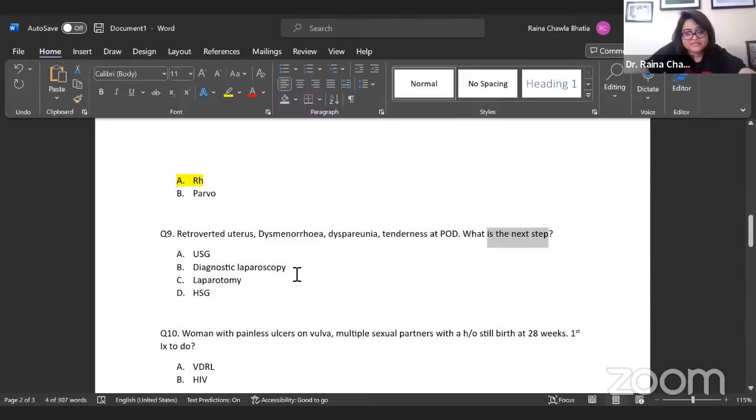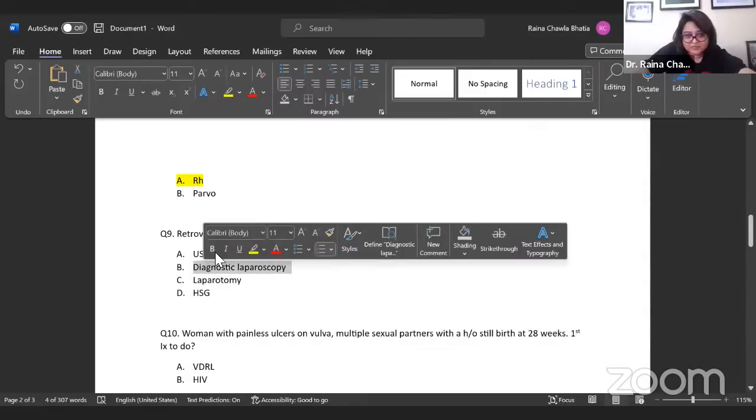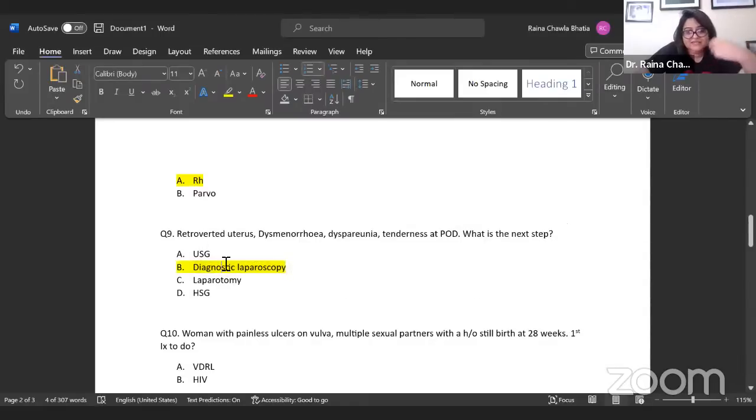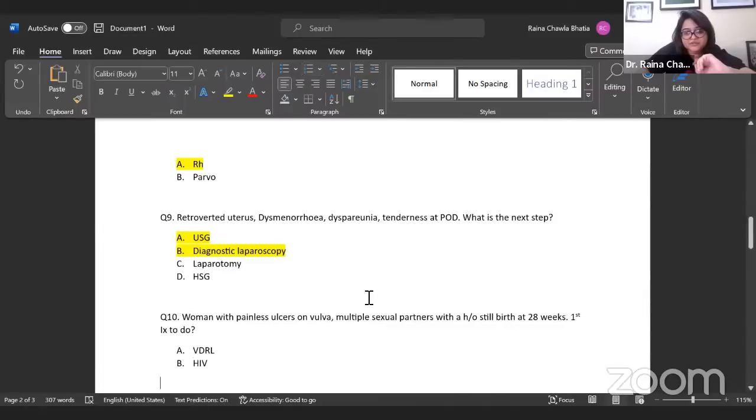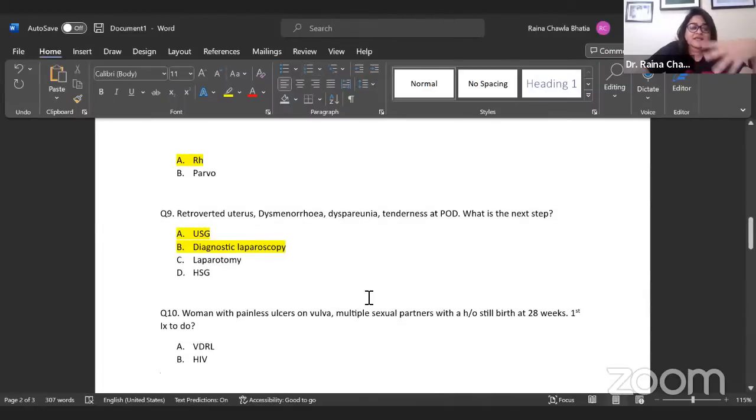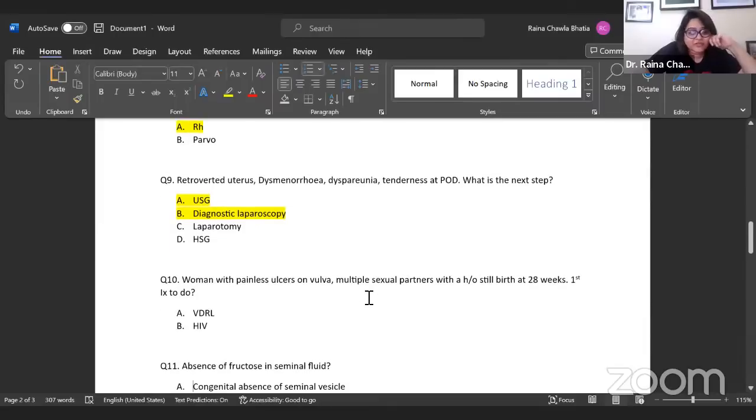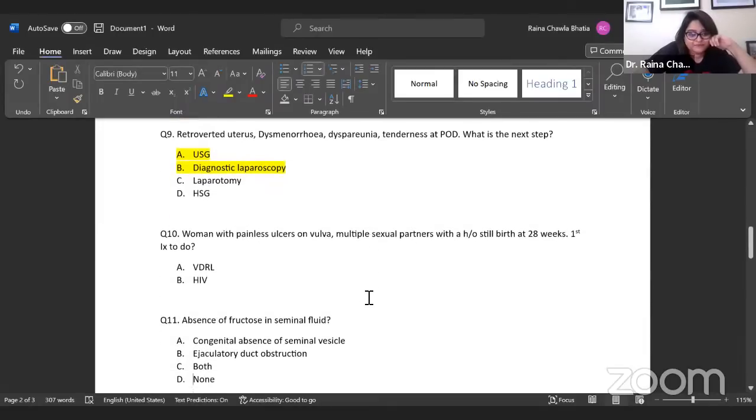If it was asked best investigation, it would be diagnostic laparoscopy. But if it was asked the next step in investigation, which is what I found, then it would be an ultrasound. Okay. So it basically depends on what was asked. The best test would be a laparoscopy. That's the confirmatory for endometriosis. But if it was asked the next step, you can do an ultrasound, look for endometriotic cysts, which could be seen on the ultrasound. Our next question was women with painless ulcers on the vulva.